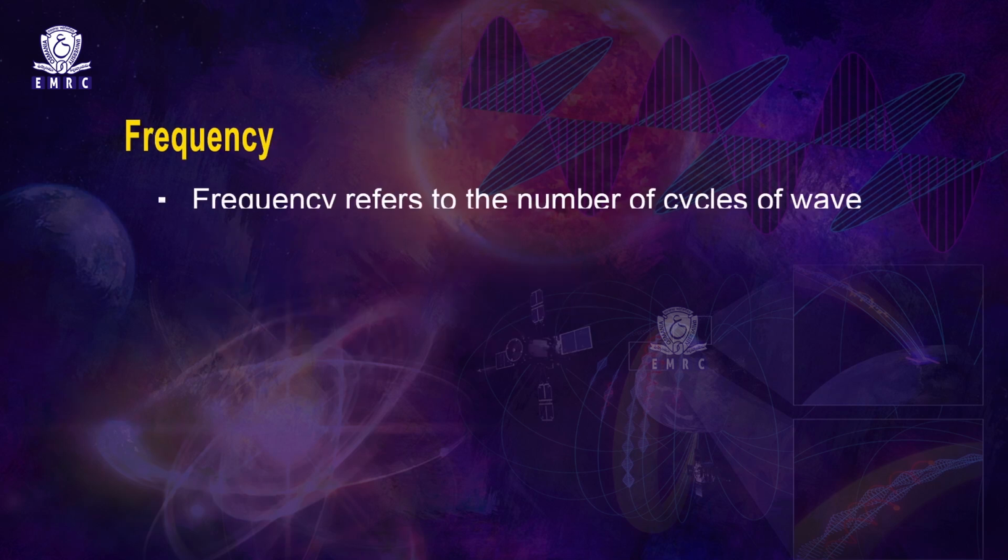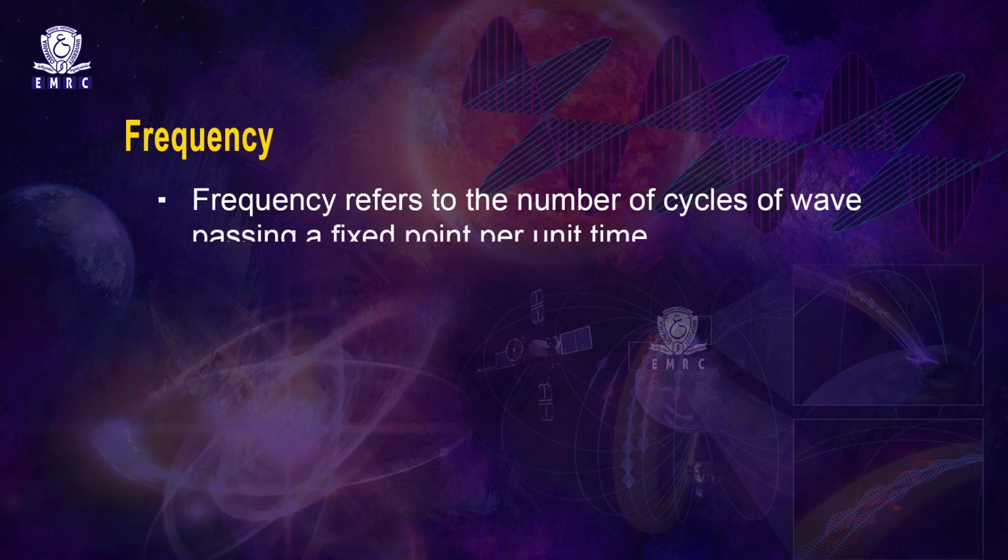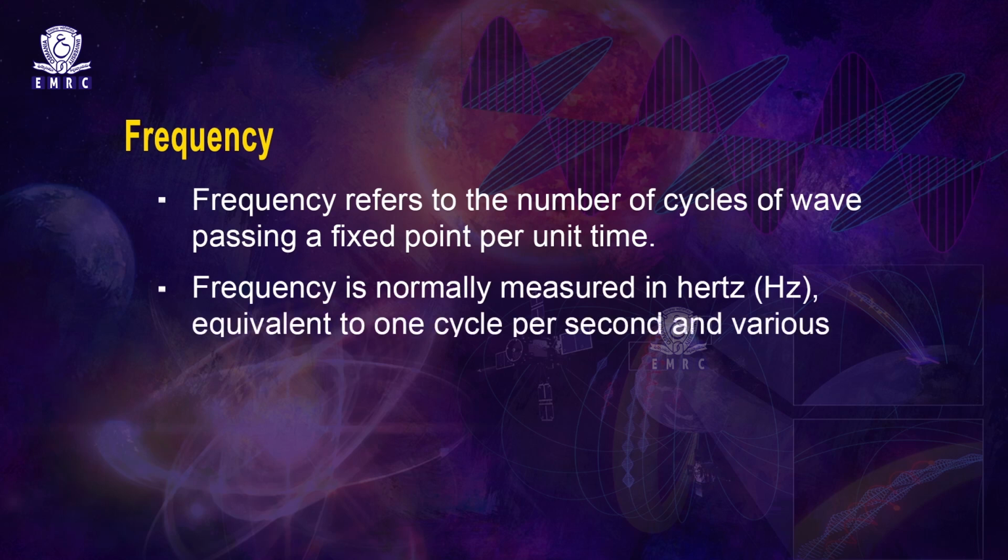Frequency refers to the number of cycles of a wave passing a fixed point per unit time. Frequency is normally measured in hertz, equivalent to 1 cycle per second, and various multiples of hertz. Therefore, the two are inversely related to each other. The shorter the wavelength, the higher the frequency. The longer the wavelength, the lower the frequency. Understanding the characteristics of electromagnetic radiation in terms of wavelength and frequency is crucial to understand the information to be extracted from remotely sensed data.